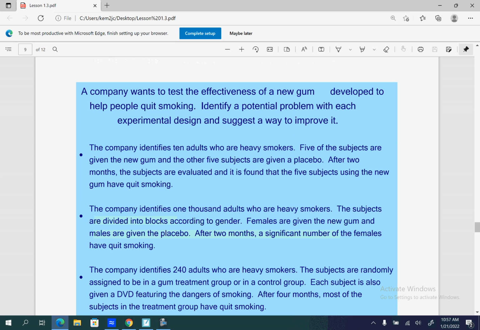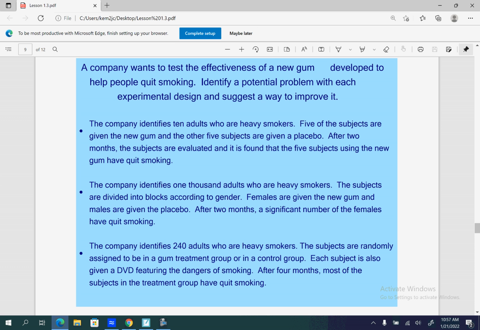All right. So I'm going to have you guys work in maybe little groups for this. So we talked a little bit about experiment design. Here, a company wants to test the effectiveness of a new gum developed to help people quit smoking. In each of these experiment designs, there is some sort of problem. I want you to identify the problem and figure out a way that you could fix the problem to potentially provide more valid results from that experiment.